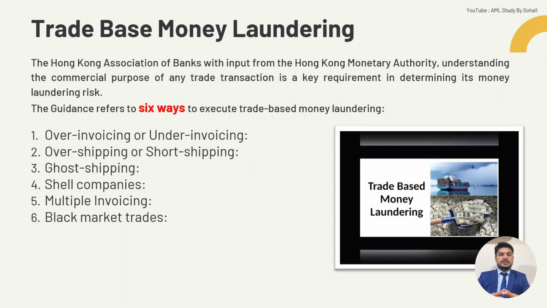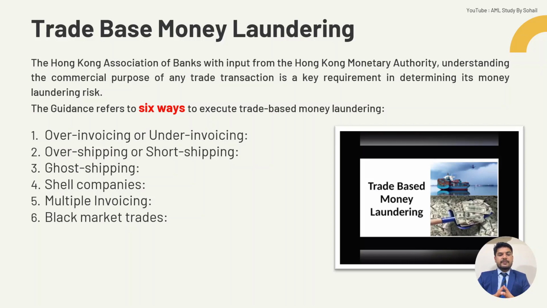The Hong Kong Association of Banks, with input from the Hong Kong Monetary Authority, says understanding the commercial purpose of a trade transaction is a key requirement in determining its money laundering risk. The guidance refers to 6 ways to execute trade-based money laundering. Okay, how can a money launderer launder their money? They are using 6 ways.